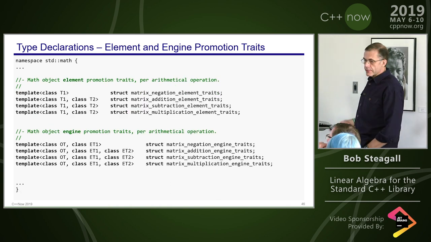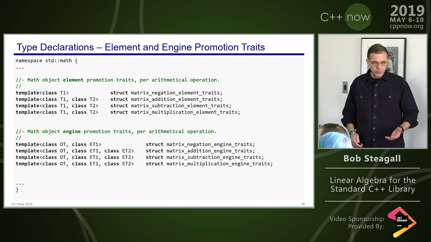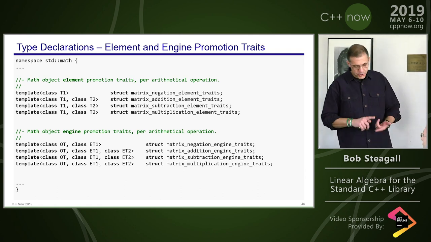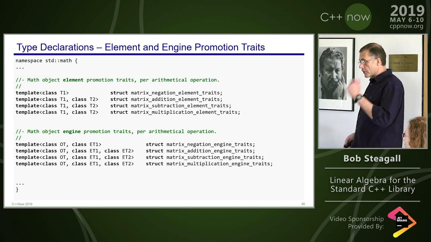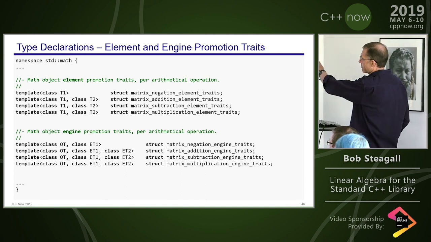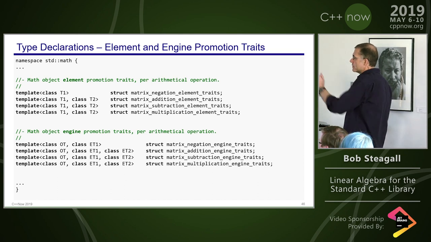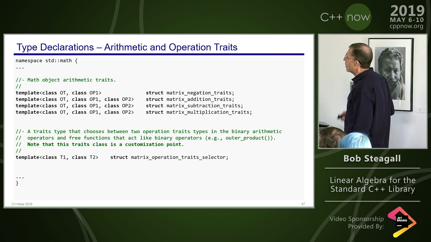So what are the various traits, right? Well, as I mentioned, we have four arithmetic operations that we support: addition, subtraction, negation, multiplication. For each of those operations, we provide a set of element promotion traits. We provide a set of engine promotion traits, you see on the bottom there. We provide a set of arithmetic traits.